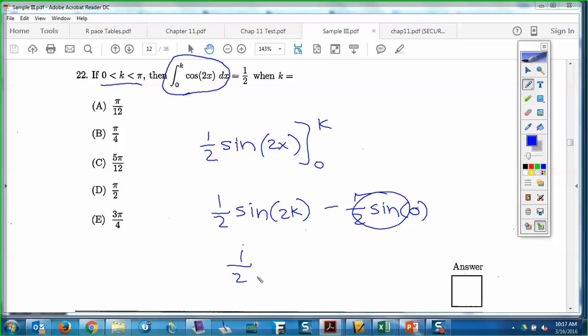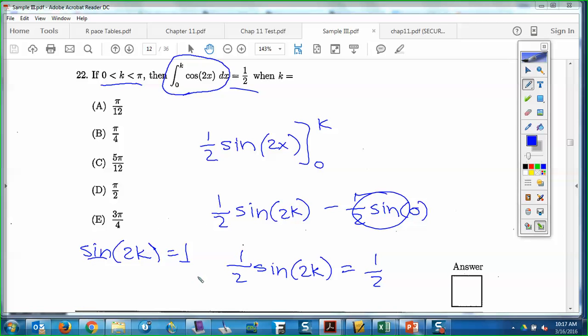So 1/2 sine 2k. Of course, now we have to do something with that k. It equals 1/2, so we can multiply both sides by 2. So we get sine 2k equals 1. Now we have a little bit of trig going on here. So we're done with the calculus, right? Calculus is over in this problem. Now, again, in the multiple choice, they want to test you on your algebra, your trig, stuff like that. So forget the 2k for a minute.